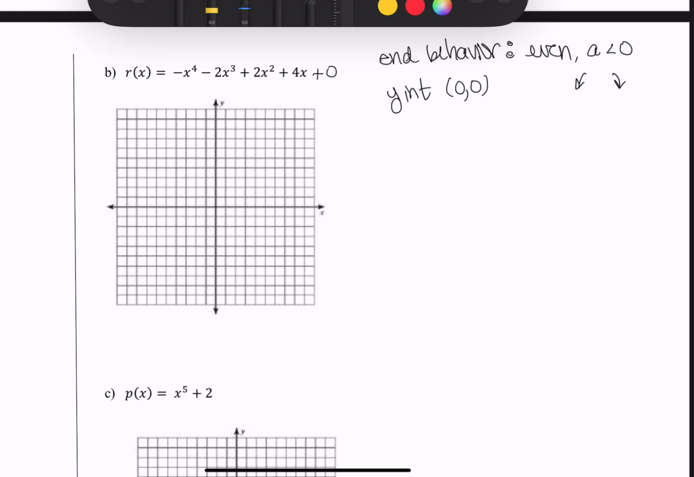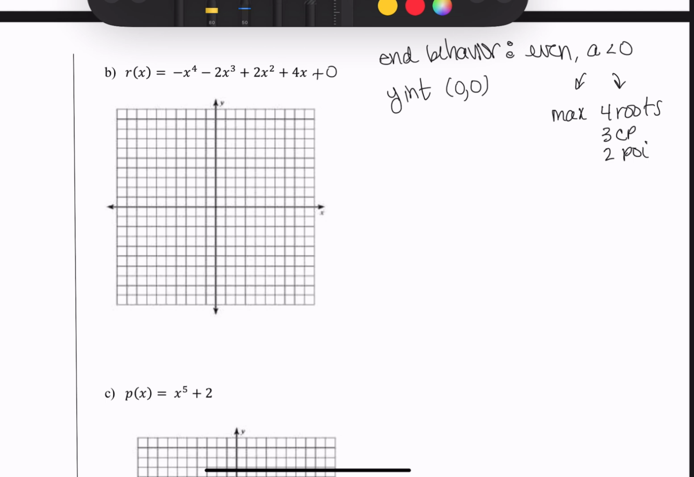Also, the things that I know about a fourth degree function: I know that I can have a max of 4 roots. I know that I can have a max of 3 critical points. And I know that I can have a max of 2 points of inflection. So that should give me a really good understanding.